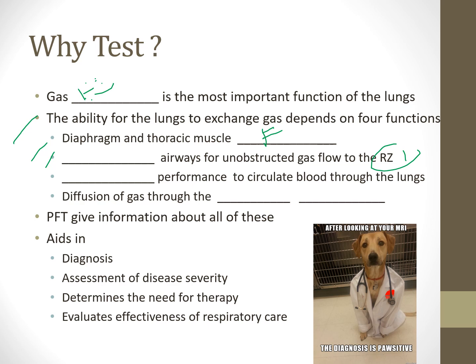Then we're going to look at cardiovascular performance to circulate the blood through the lungs, right? So when we're looking at gas exchange, we can get gas into the lungs, but we also need cardiovascular performance to circulate the blood through the lungs. If someone has right-sided heart failure, that means that right ventricle is not squeezing very well. What's going to be the ability to pump good, strong blood through the pulmonary artery to get it through the lungs so it could pick up oxygen? It's going to be very diminished. And so we can also look at cardiovascular performance as well.